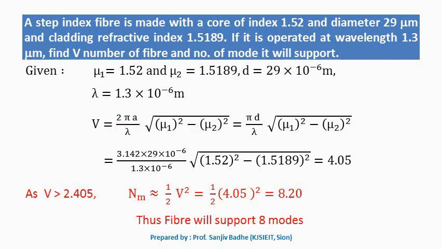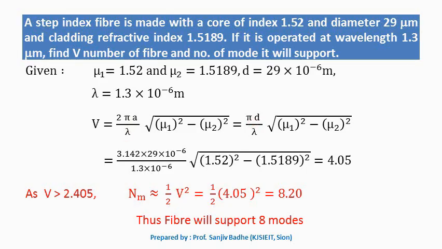mu2 square. So this square root of mu1 square minus mu2 square is nothing but numerical aperture. A is the radius of the core. We are provided with the diameter of the core. So 2 into a will be equal to the diameter of the core. So we can just write this 2 pi a as pi d.